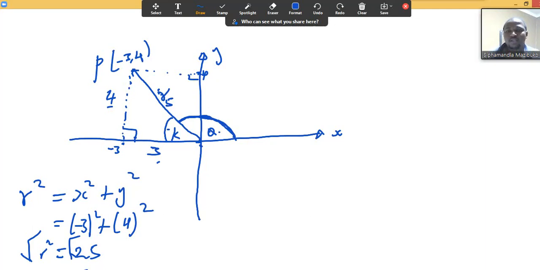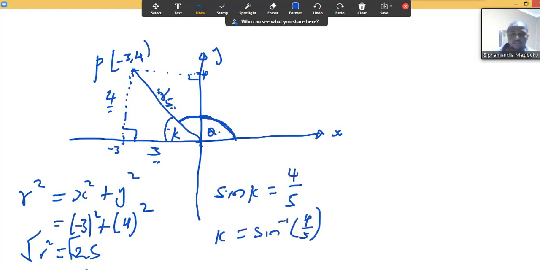Now, because we know this side here, we can use any ratio: we can use sine, we can use cos, we can use tan. If you're going to use tan, you can say it's opposite over adjacent. But because now we have our hypotenuse here, let's look at sine. Sine k is equal to 4 over 5, and then our k is nothing but the inverse of sine of 4 over 5.